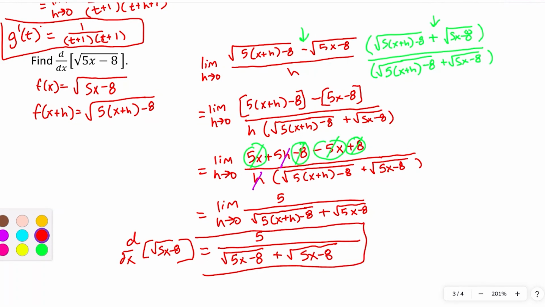You could simplify this a step further, since both of those square roots in the denominator are the same, and just write it as 2 times the square root. Not totally necessary, but you could do that.